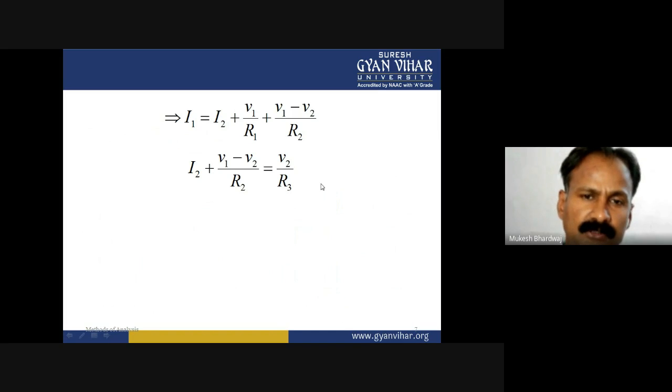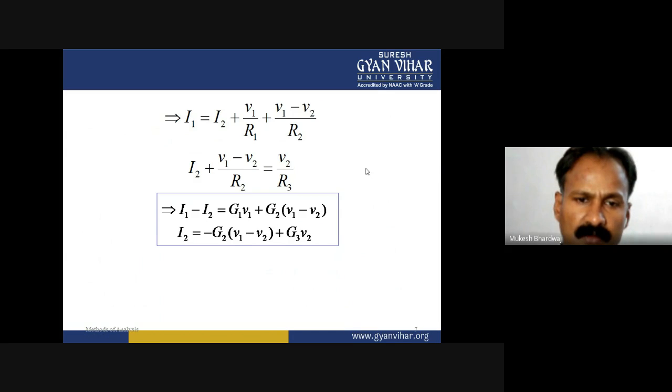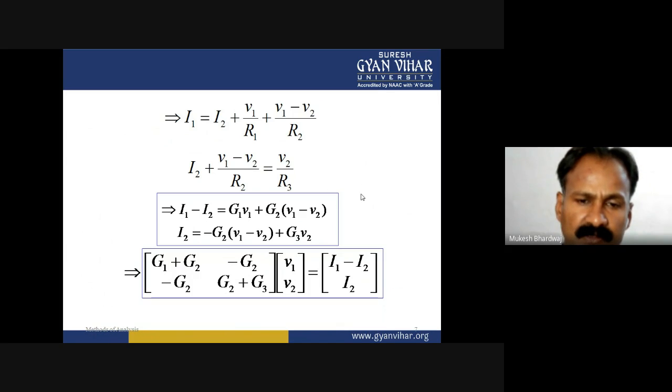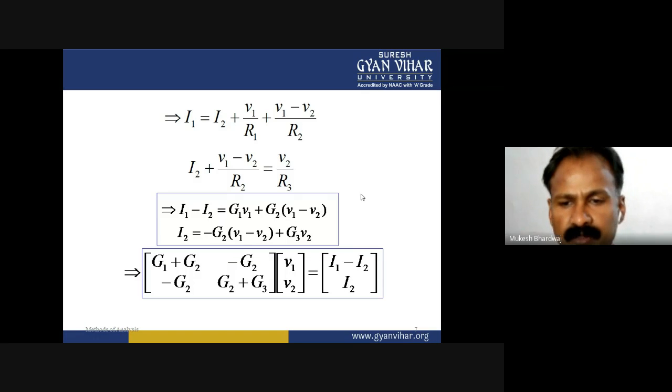So I1 is equal to, we are going to put down the values, and by putting the values we just get some equations, and the equations are as follows. Now I1 minus I2 is equal to G1V plus G2 V1 minus I2 is equal to minus G2 V1 minus V2 plus G3 V2.